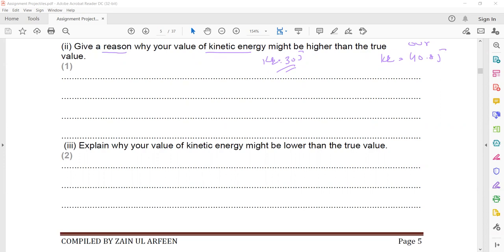Because we are calculating the kinetic energy using half mv squared, our assumption is that when the liquid is coming out from the bottle, all of the liquid reaches this point. But in practice, maybe not all of the liquid reaches the maximum; some of the liquid falls in between. Our assumption is that all of the mass is transferred to the maximum horizontal distance. That's why our value is higher, because we assume our mass is higher.